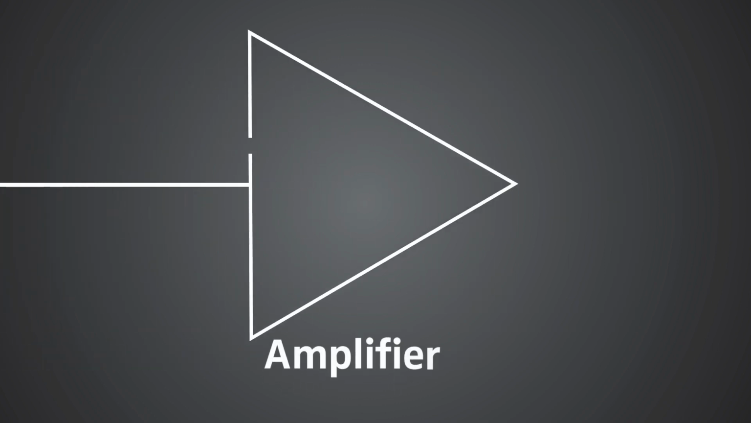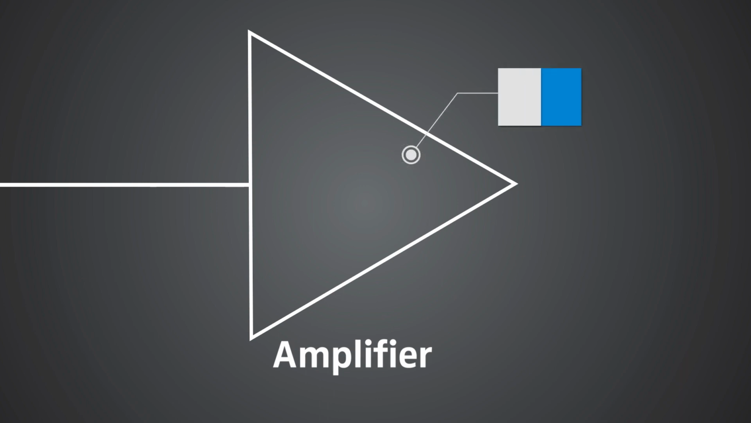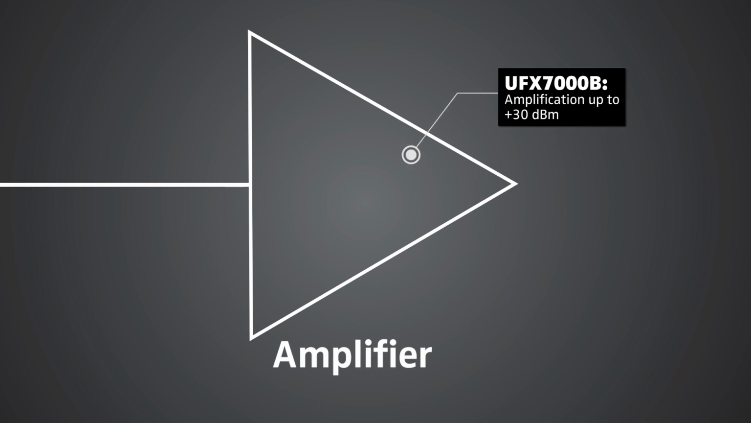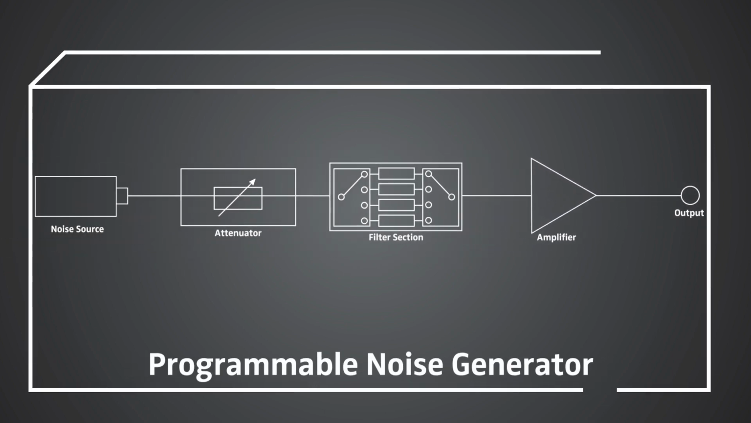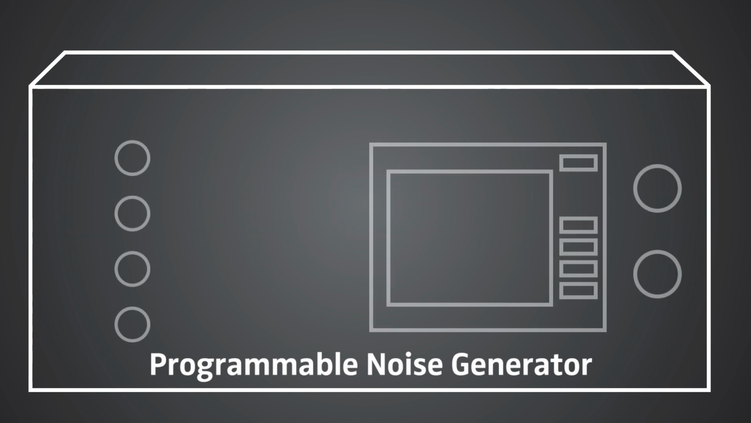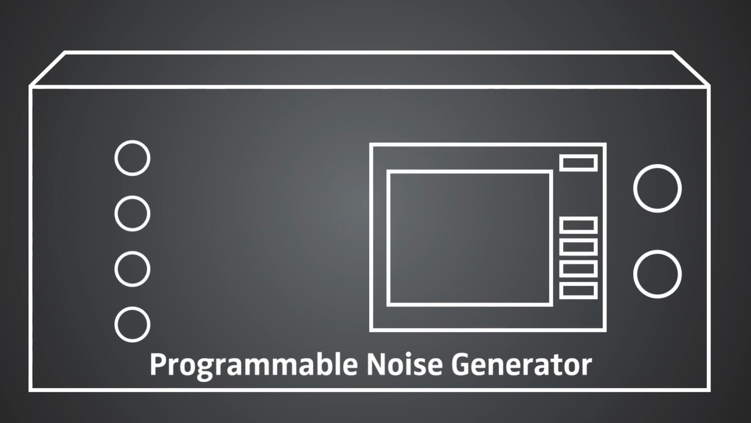Next, the signal passes through an amplifier to adjust the power level. The UFX-7000B enables amplification up to plus 30 dBm. With highly controllable attenuation, filtering, and amplification, a programmable noise generator can determine the exact noise output needed to improve the performance of a directed energy weapon system.